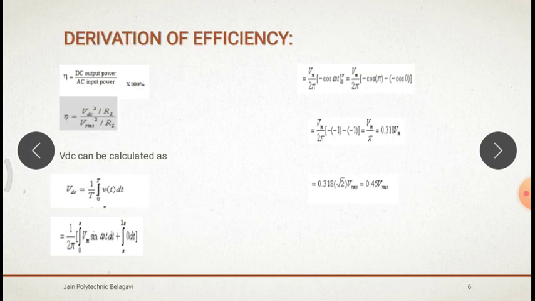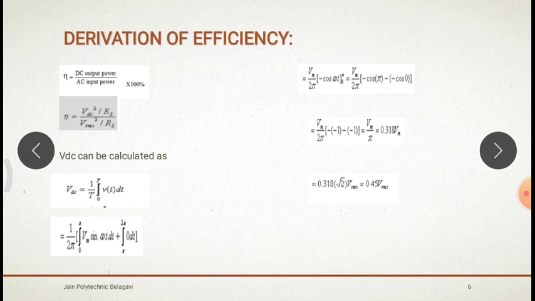Next we'll see about the efficiency. What is the efficiency? Efficiency is equal to output power divided by input power. Output power: we know that power is equal to V square by R or I square into R. Here, in terms of V square, we take V square DC divided by RL. Here V RMS square divided by RL, because the input is AC. AC means you always have to use the RMS value.